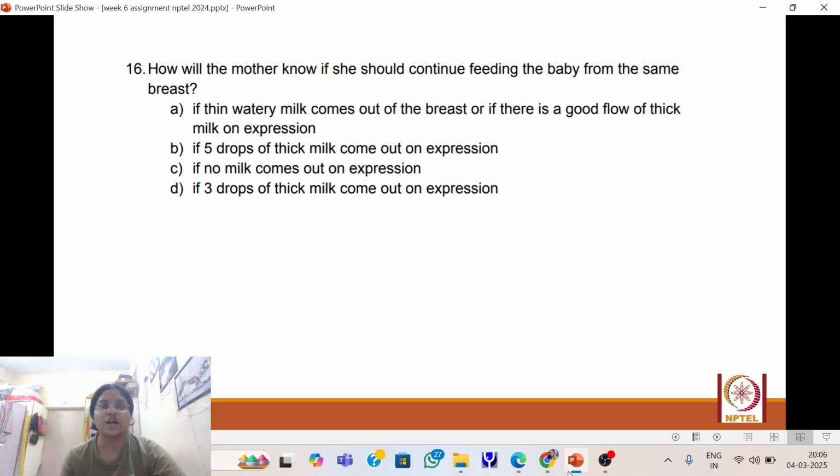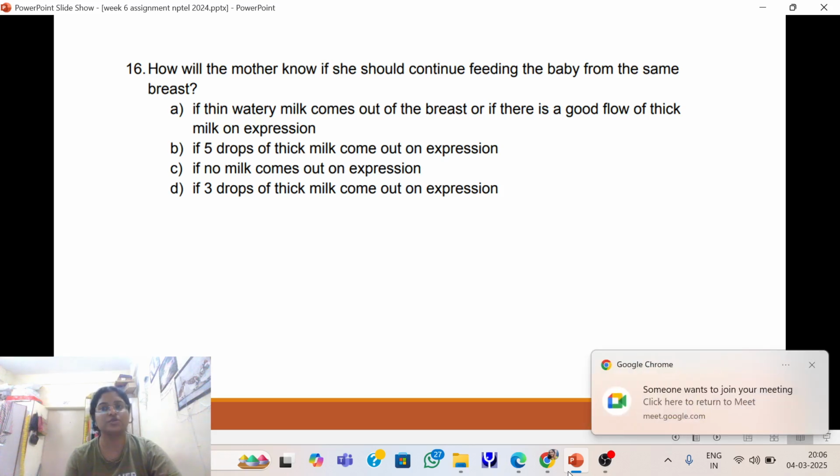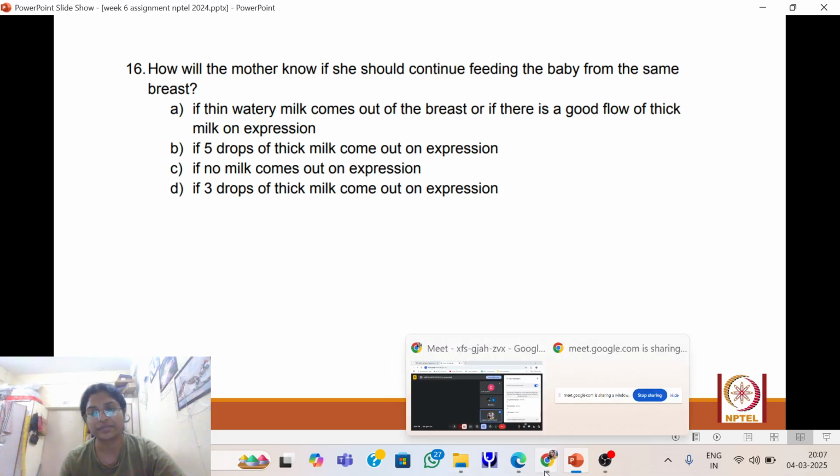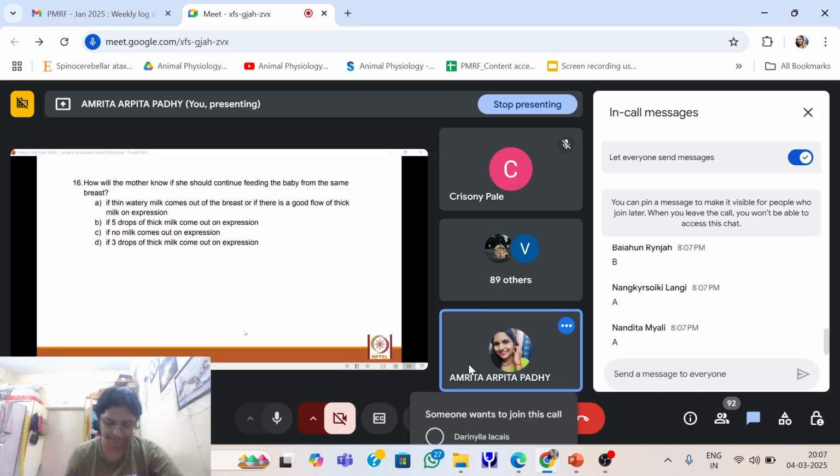Moving on to next. How will the mother know if she should continue feeding the baby from the same breast? If thin watery milk comes out of the breast, or if there is a good flow of thick milk on expression, if 5 drops of thick milk come out on expression, if no milk comes out on expression, if 3 drops of thick milk come out on expression. Start answering.